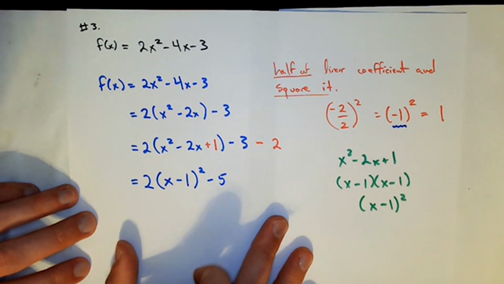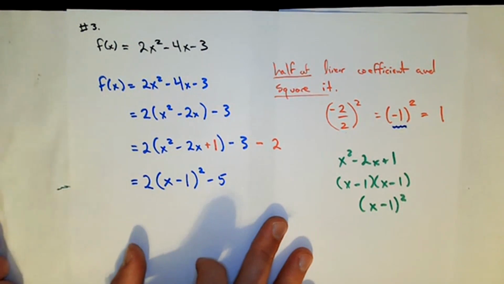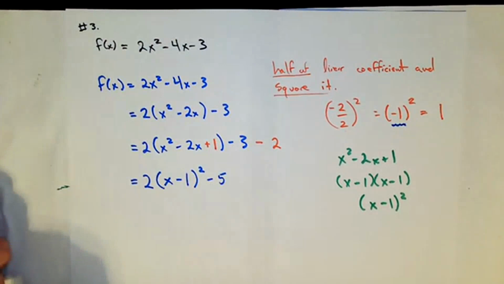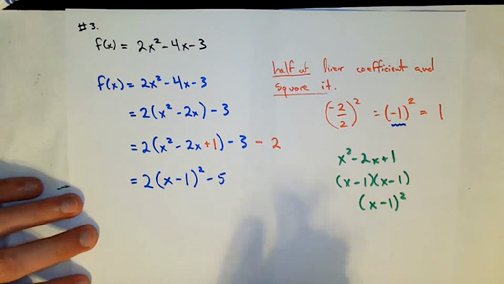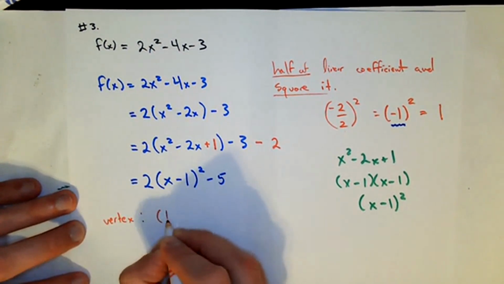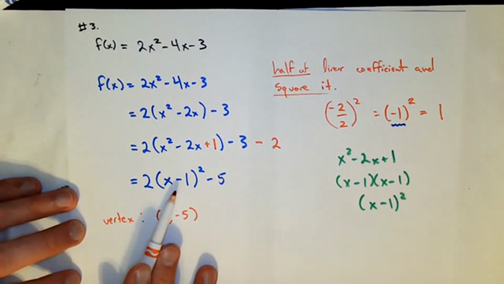Well, finding x-intercepts can be kind of involved too, but I think this is the hardest part of this problem, getting the function into standard form. But now we can find all the stuff they want us to find quicker. The vertex is going to be 1, negative 5, just because I know how to read the vertex from the standard form.